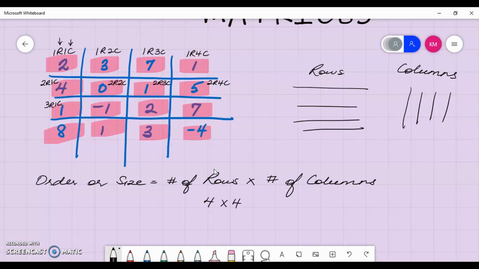Now you are not going to evaluate this. This is just the way in which you write it. It's the format in which you write the order of a matrix. So when you are asked what is the order of this matrix, you are going to say it's a 4 by 4 matrix. Let's look at some other matrices and determine the order or size of them.